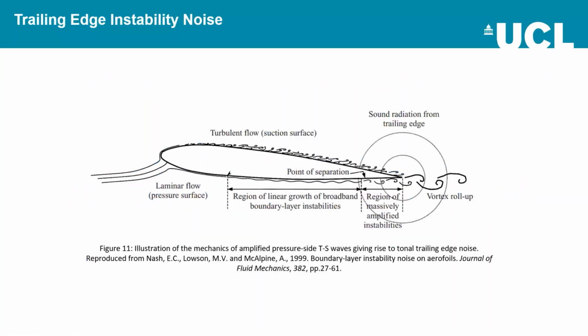And I've stolen an image from Nash's paper from '99, where they show quite a nice diagram of how this comes about. So you get the transition here we're talking about on the pressure side, where you get this region of linear growth followed by this strong amplification, and then these strongly amplified TS waves are then radiated as sound waves at the trailing edge.